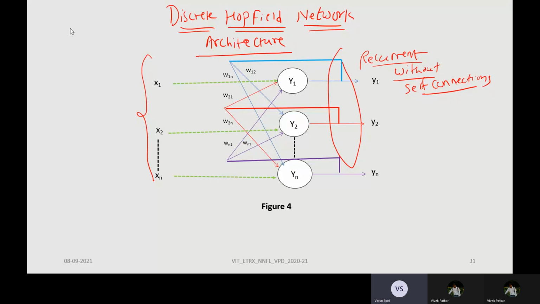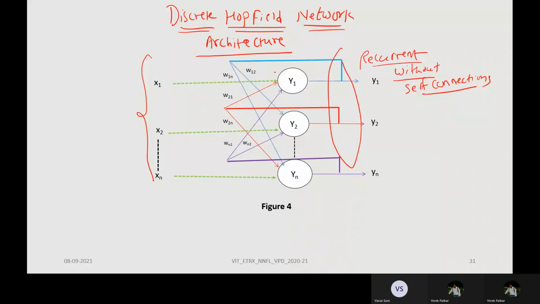Sir, according to the description, when the output is initialized, the feedback becomes the input for the other neurons. Correct. So, sir, it becomes the input for all the neurons like this. The network can have multiple inputs, right? For Y1, the input will go to Y2 till Yn. Y2 will go to Y1 and Yn. Yes.